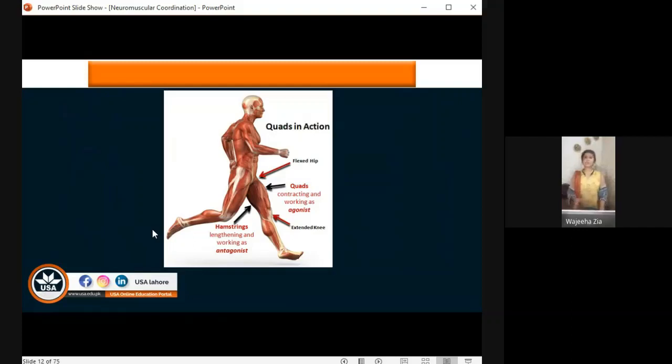One more example in running or walking. This is the proper coordinated action of many agonists and antagonists. So you can see the hamstring is contracting and quadricep is lengthening. And in the next movement, what will happen? They will act opposite. So agonist can act as an antagonist and antagonist can act as an agonist. It will depend upon the movement which a person is performing.